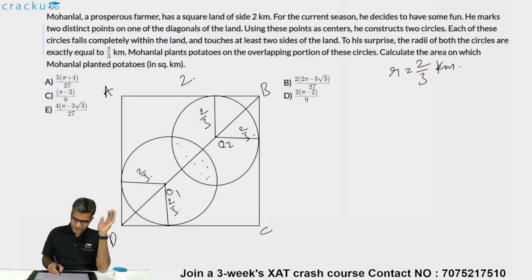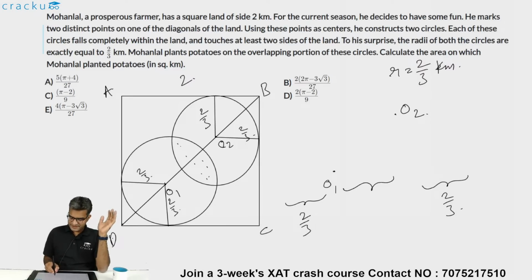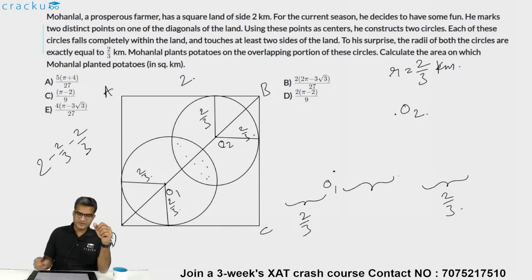So if you're looking at O1, O2, this is O1, this is O2. This length is 2 by 3. This length is 2 by 3. So the O1 and O2, the x coordinate essentially horizontally, the difference will be 2 minus 2 by 3 minus 2 by 3 because the side of the square is 2 kilometers. So essentially we are saying that this over here will be 2 minus 2 by 3 minus 2 by 3 because this is 2 by 3, this is 2 by 3. That will be 2 minus 4 by 3 which is actually equal to 2 by 3.